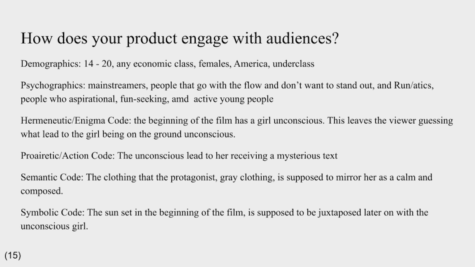For the enigma code, the beginning of the film has a girl unconscious. This leaves the viewer guessing what led to the girl being on the ground unconscious. Periodic action code: the unconscious girl leads to her receiving a mysterious text.